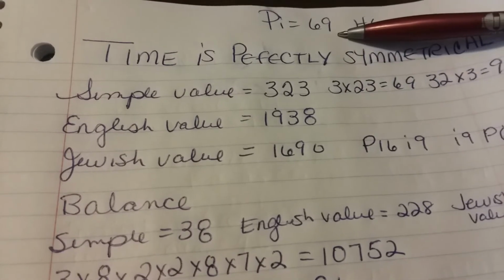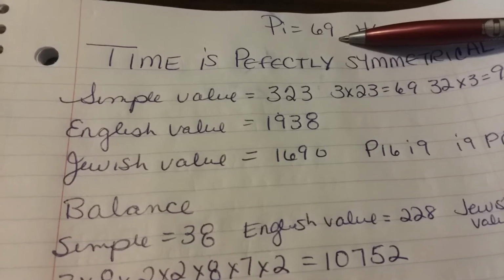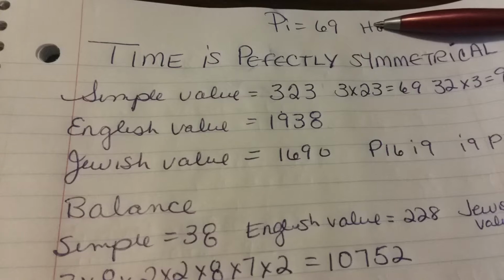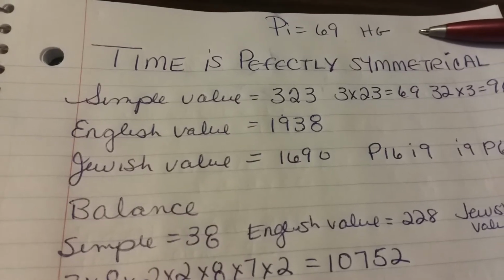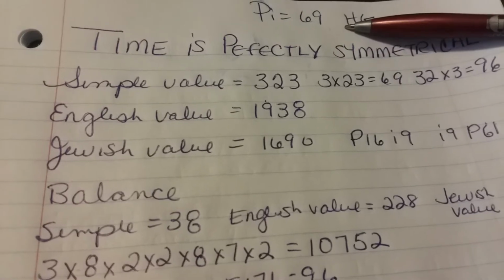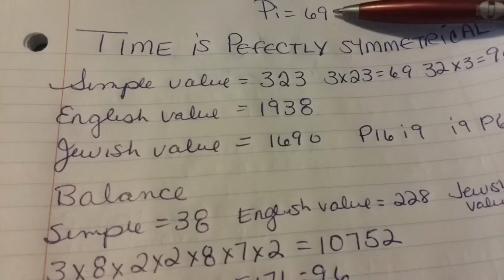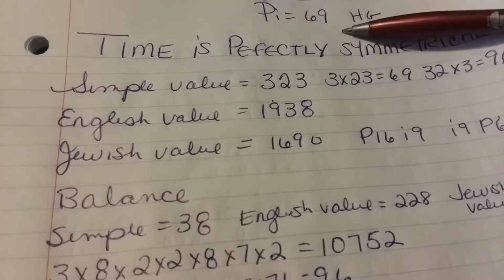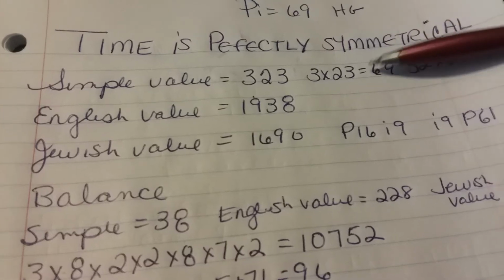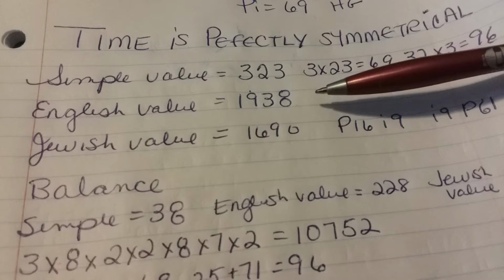And I talked about pi, how pi equals 69, and that pi represents time. And that when time and antitime come together, that's when time becomes balanced, becomes perfectly symmetrical, and that's when we leave time. Okay, so the simple value of this phrase is 323, and pi is 69. Its opposite is 96, so 3 times 23 is 69, and going backwards, 32 times 3 is 96, so you get pi opposite pi. And the English value is 1938.